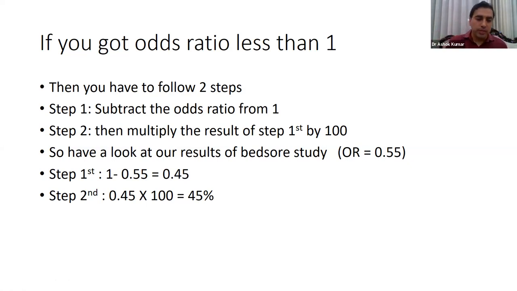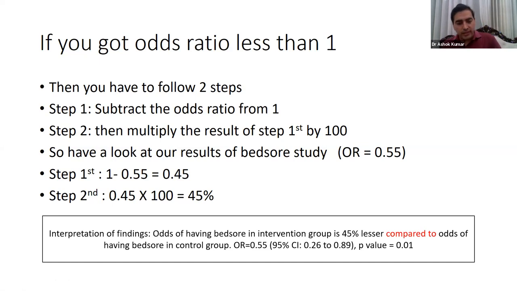It is a very big achievement, we can see. So, interpretation of the finding: the odds of having bed sore in the intervention group is 45% lesser compared to the odds of having bed sore in the control group. So in the control group, it is 100%, and in the intervention group, it is 45%. So there is a reduction of 55%.